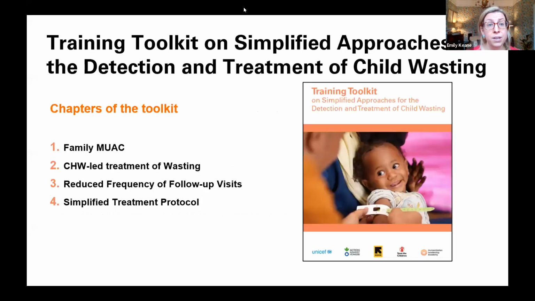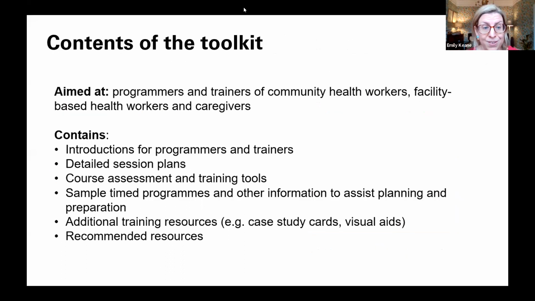So just to finish off, this is to give you an overview of the chapters that are contained in the training toolkit. The first chapter focuses on family MUAC, which we'll be delving into in more detail today. The second is the community health worker-led treatment of wasting. The third, the reduced frequency of follow-up visits. And the fourth, the simplified treatment protocol. And I'm going to hand to Ravi now, who'll take us through the contents of the toolkit.